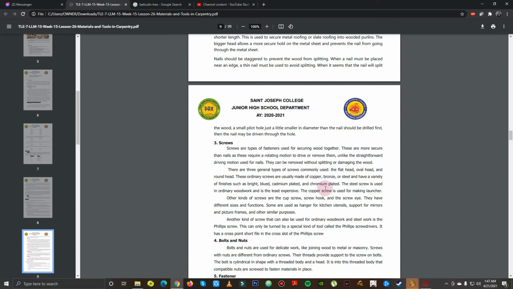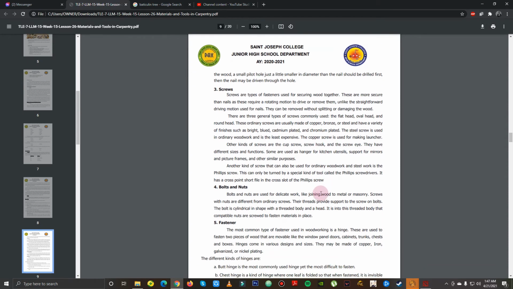Next is screws. We know how screws work. Screws are type of fasteners used for securing wood together by simply pushing it and at the same time rotating it, and it will slowly burrow itself into the wood. Okay? Bolts and nuts. These are always partner. Okay? Bolt is the one with a head. Nuts is like the donut one.